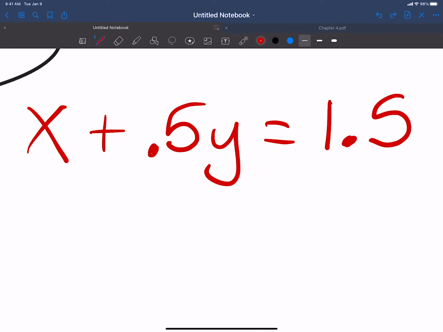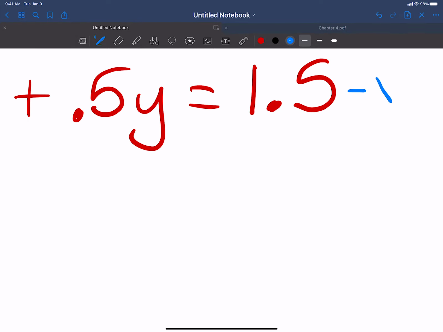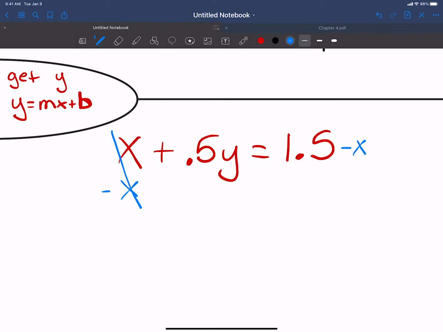Get rid of the plus x first. How do I get rid of that? Well, what's the opposite of plus an x? Subtract an x from both sides. These ones would cancel out. I'm just left with 0.5y equals, rewrite that. I can't take 1.5 minus x. They're not like terms. Okay?